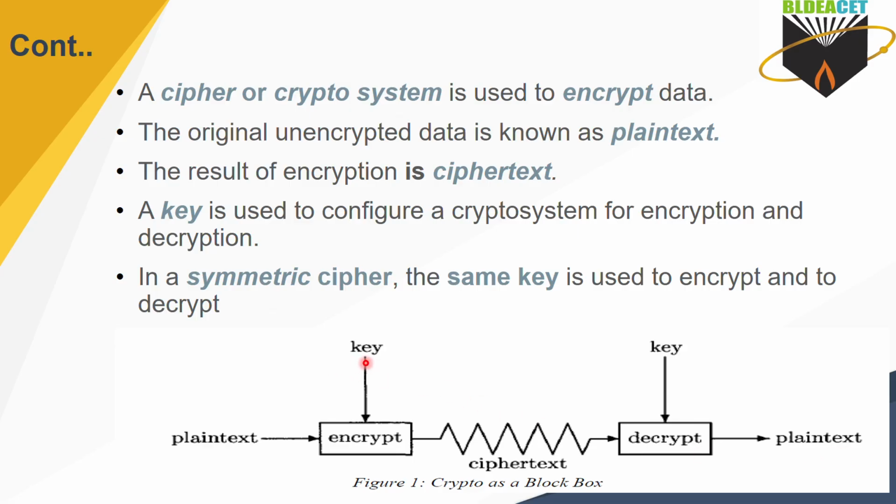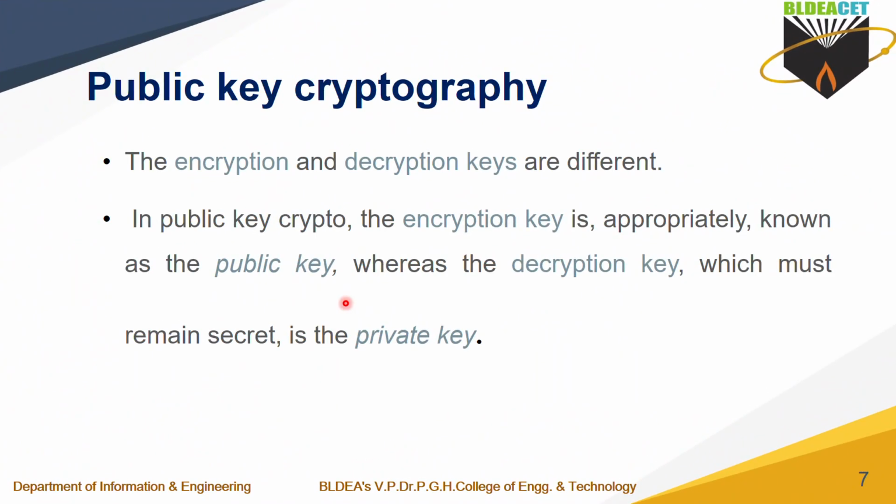So if you use the same key for encryption and the same key for decryption, then you call that a symmetric cipher. If you use different keys, then you call that what? Asymmetric, and you are using the term public key cryptography. Public key cryptography means for encryption and for decryption, you are using different keys here. For encryption, the key you use is called the public key. Whereas for the decryption, what key are you using?